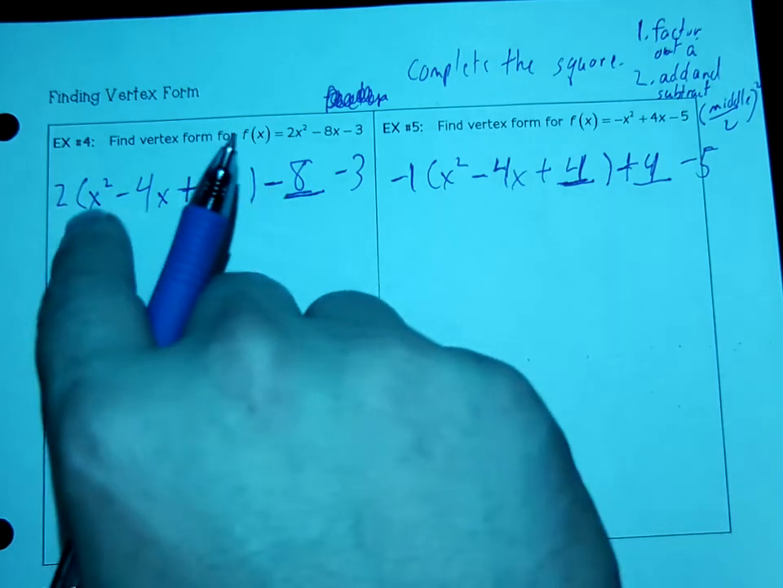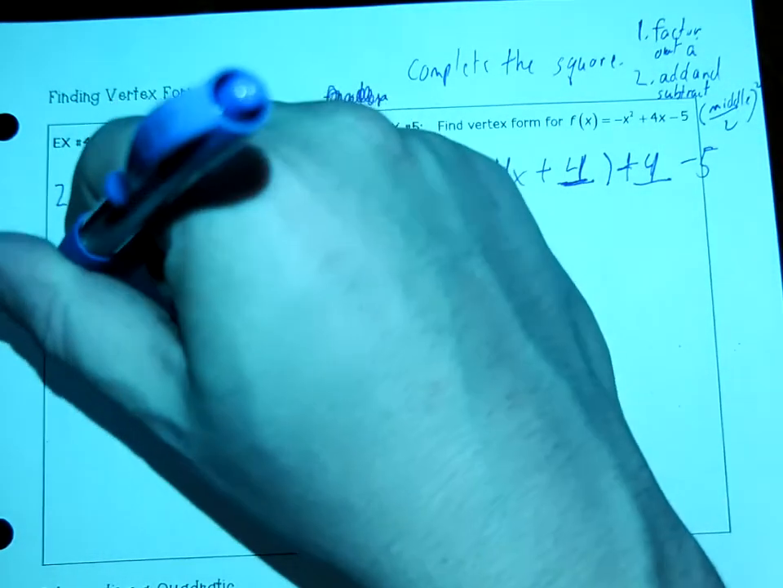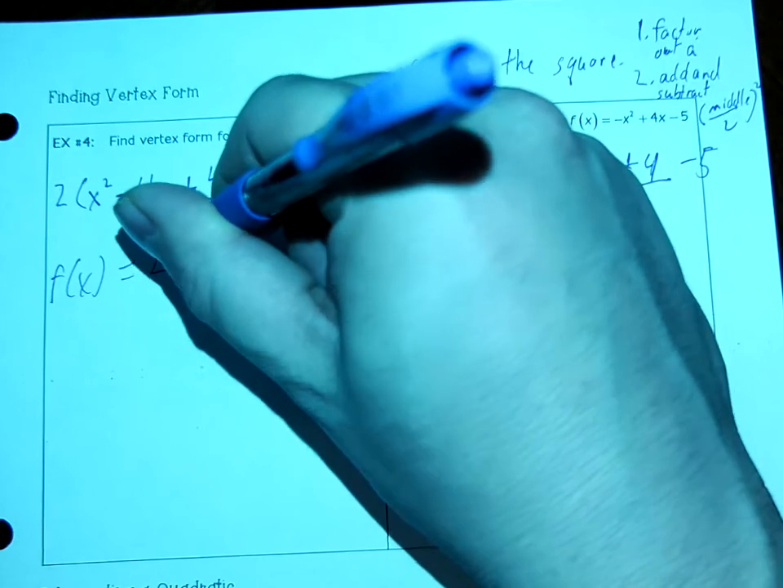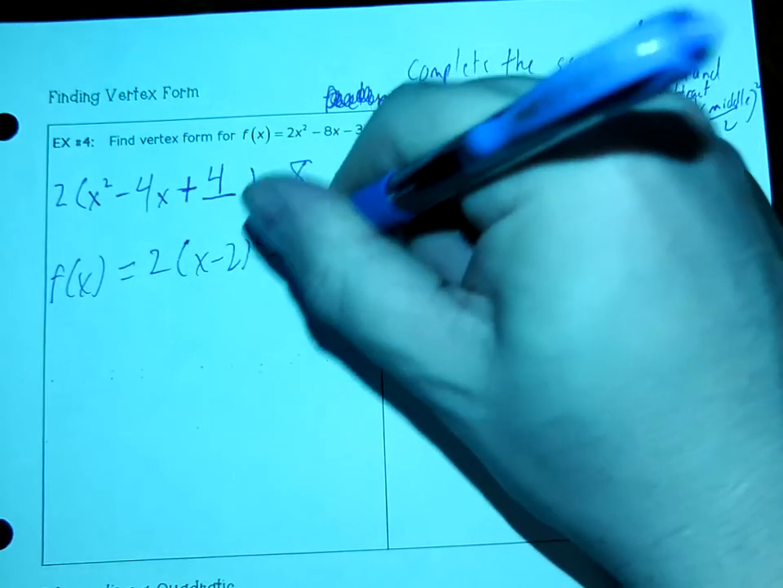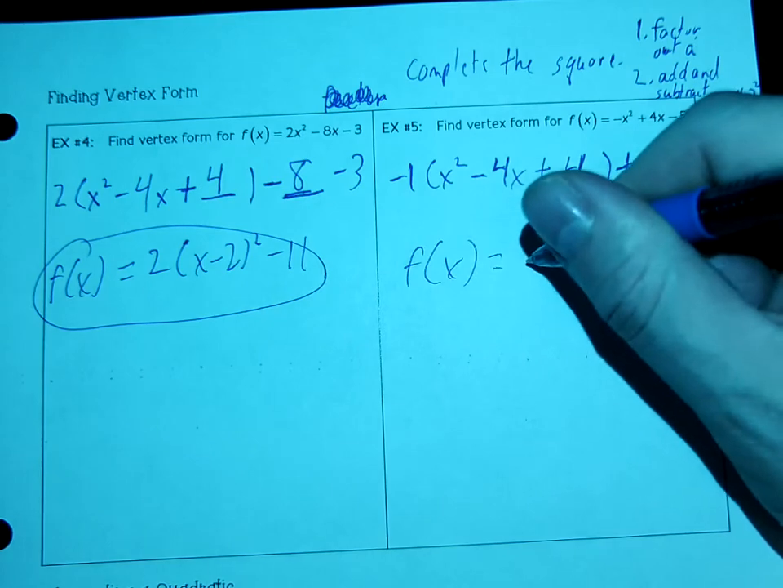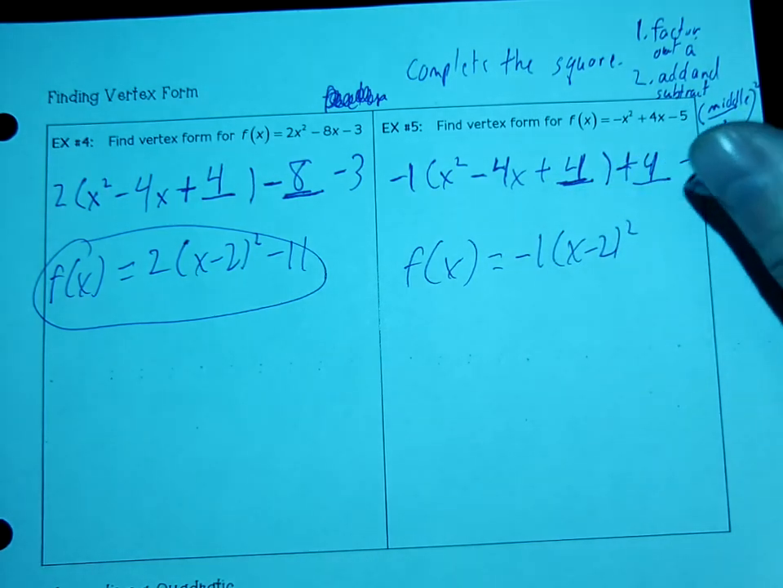And then this will be a perfect square now. You can see this is x minus 2 for both of these. So now we have f of x equals 2 times the quantity x minus 2 squared minus 11 for this first example. And for this second example, f of x is equal to negative 1 times the quantity x minus 2 squared minus 1.